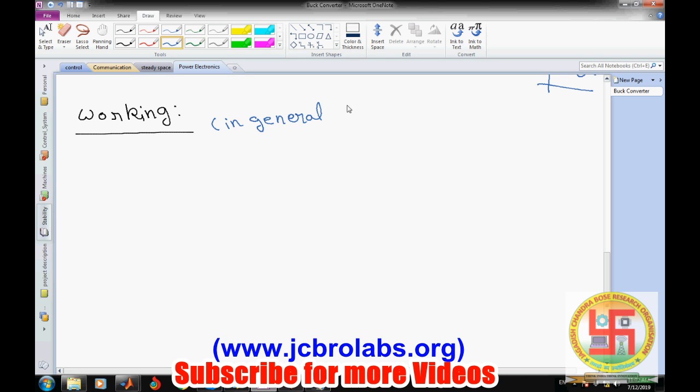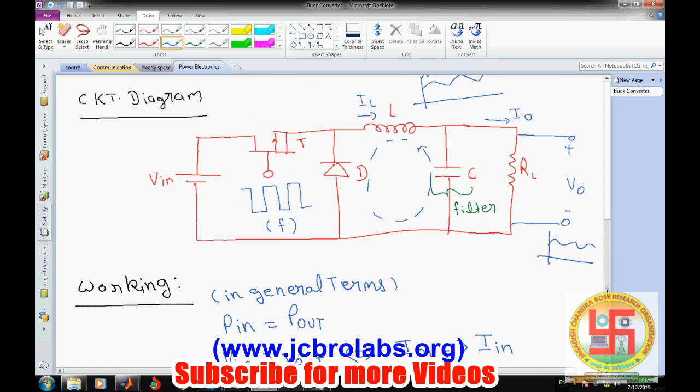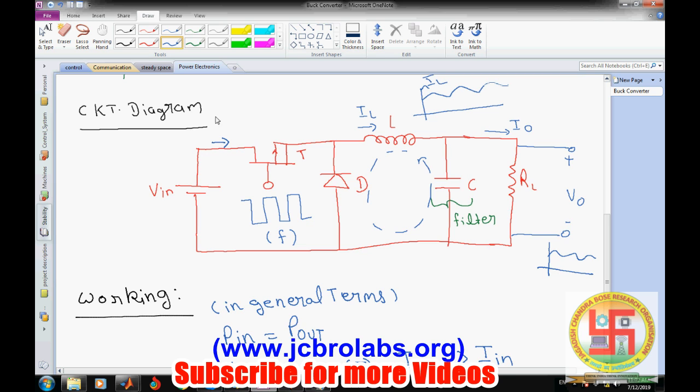if we talk about input and output power, the power input is equal to the power output in all the ideal cases. So if the input voltage is greater than the output voltage, because it is a step down converter, it implies that I out will be greater than the input current. Only then can this power condition hold. This is the input current.